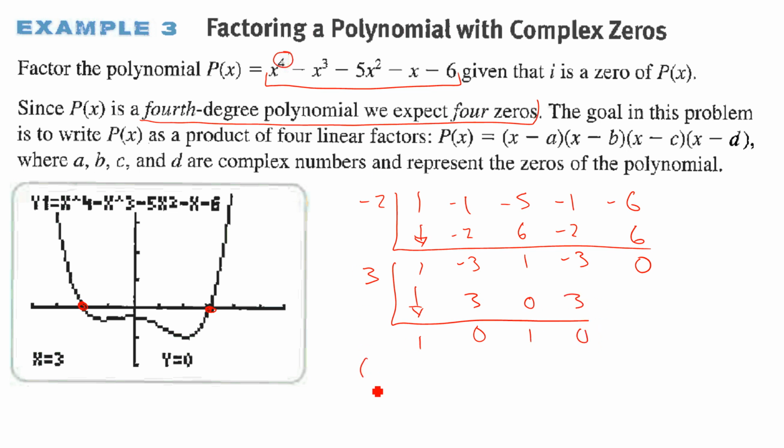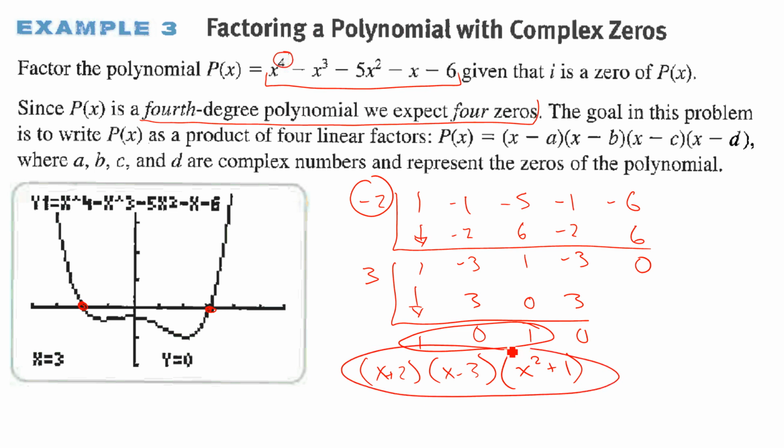So what do we have here? We have x plus 2 from up here. We have x minus 3. And then we have x squared plus 1. Now, x squared plus 1 cannot be factored, so we're done. The x squared plus 1 is going to give 2 imaginary solutions. So in this one, we have 2 imaginary, and then we had 2 real. And we are completely factored.